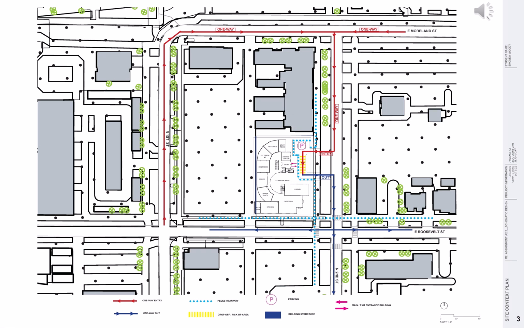The turquoise blue dotted lines are the pedestrian paths, again for people walking to and from school. That is it.